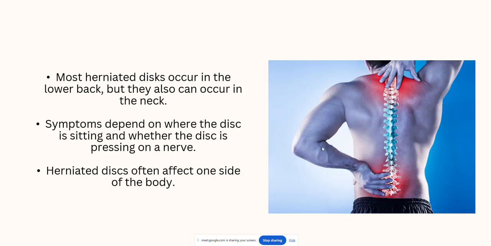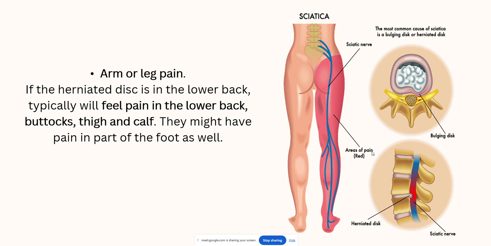Signs and symptoms. Most herniated discs occur in the lower back, but they also can occur in the neck. Symptoms depend on where the disc is sitting and whether the disc is pressing on a nerve. Herniated discs often affect one side of the body. Arm or leg pain. If the herniated disc is in the lower back, typically the patient will feel pain in the lower back, buttocks, thighs, and calf. They might have pain in part of the foot as well.